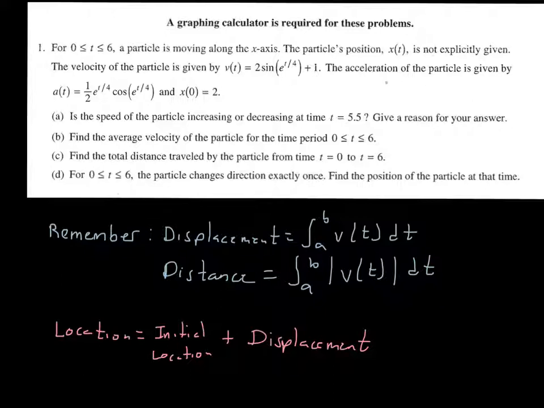Remember, speed does not give direction. Speed is just how fast an object is traveling. It doesn't tell you in which direction it's going, whereas velocity and acceleration give you a direction as well. So in order for speed to be increasing, the velocity and acceleration have to have the same sign. Average velocity of the particle from 0 to 6: we have the average value of a function. So just to work with that.